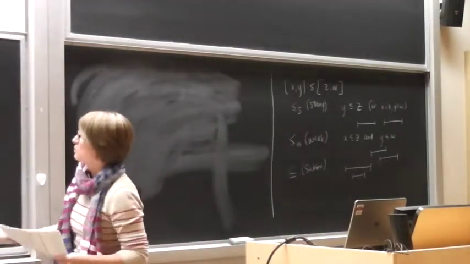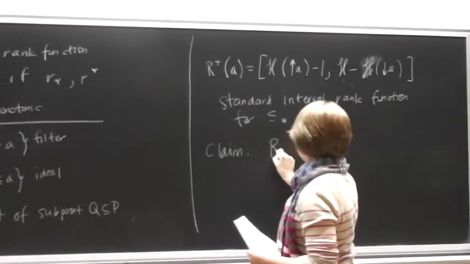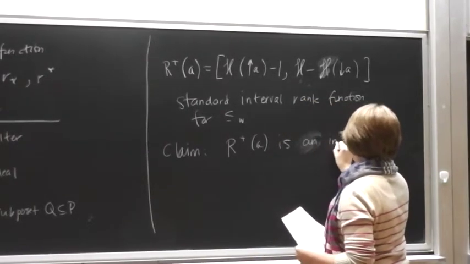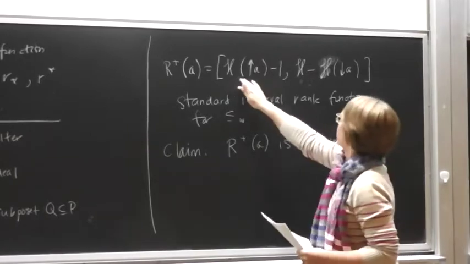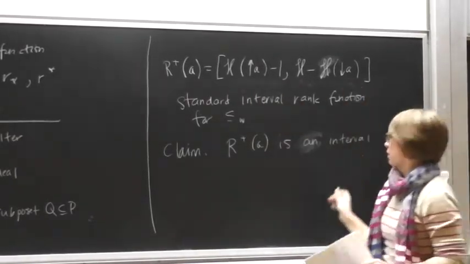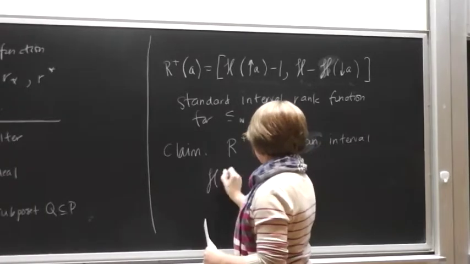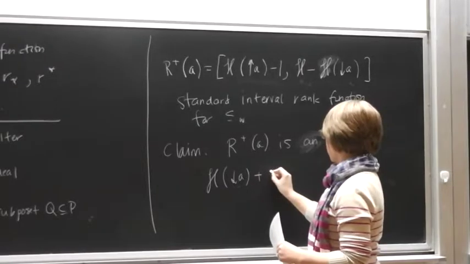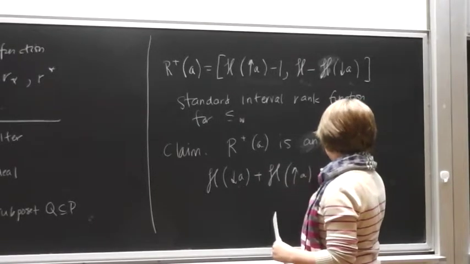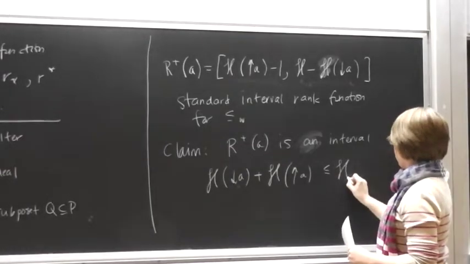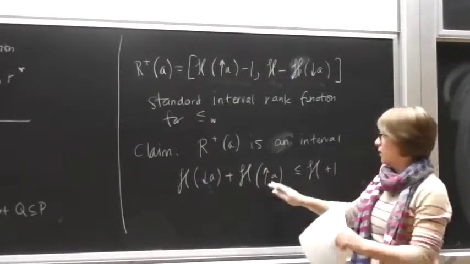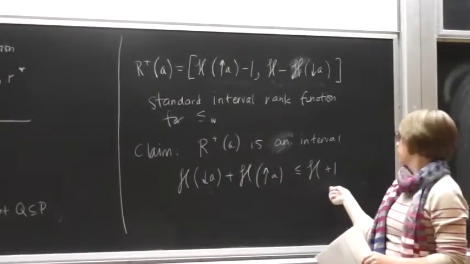Okay, so a couple of things to show. Well, first of all, that R plus of A is an interval. Right? We better have that this is less than that, or it's not going to be an interval. So you can see that the height of the downset of any vertex plus the height of the upset of any vertex had better be less than or equal to the full height plus 1, because that's everything below it plus everything above it, and then itself, because it's in both sets, is counted twice.